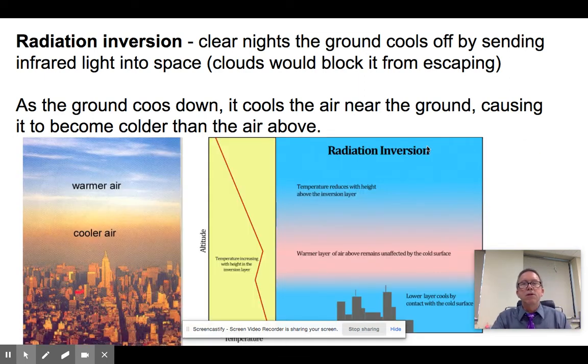So what happens is, if there were clouds, the infrared light would get stuck and wouldn't be able to escape, and the ground wouldn't get that cold. So it only happens on clear nights. On cloudy nights, we don't get thermal inversions, at least not radiative ones. But on clear nights, we do, because the infrared light can't escape into space without being captured and re-radiated by water vapor in clouds.